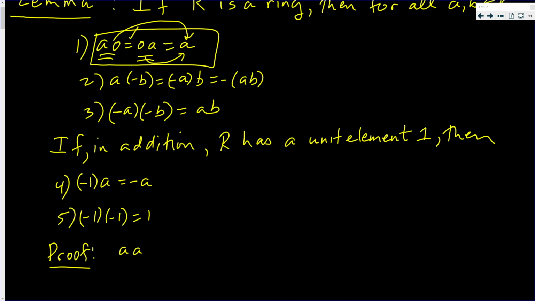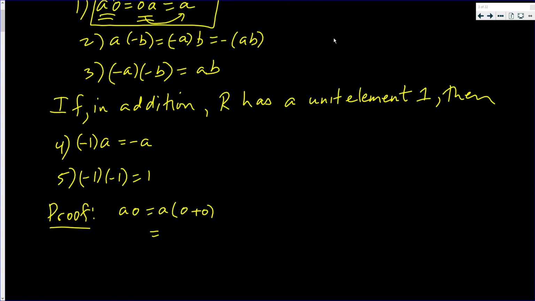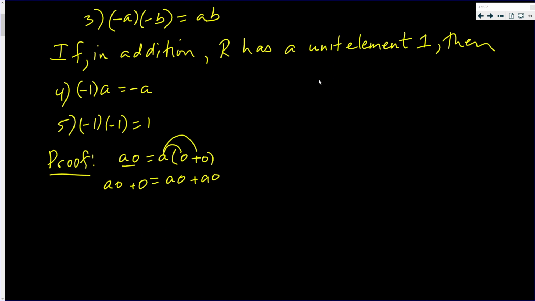A times 0. But there's many ways of writing 0. For example, 0 is 0 plus 0. Now, in rings, we have the distributive law. This is a times 0 plus a times 0. The left side is a times 0, but I can always add 0 to it. It won't change its value.